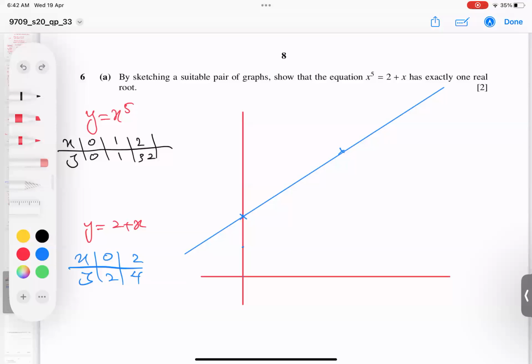Three values are enough. So 0, 0 is here. 1, 1 is here, approximately. Then 2, 32 is here. That is a very high value, so it means the curve is going somewhere up. So it means I can show the graph.